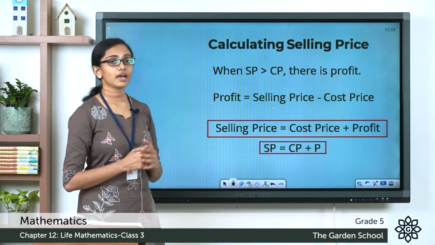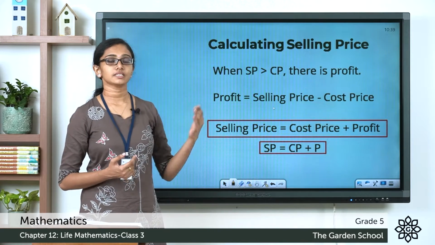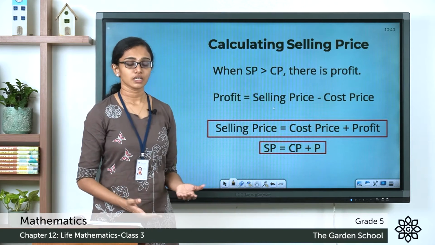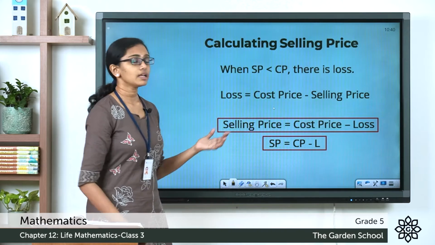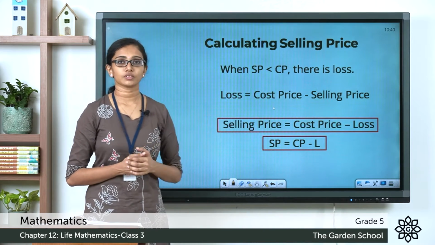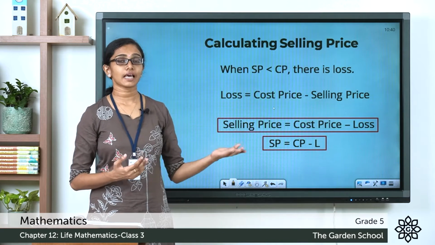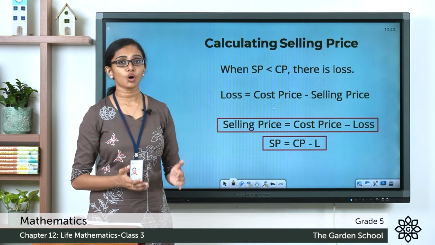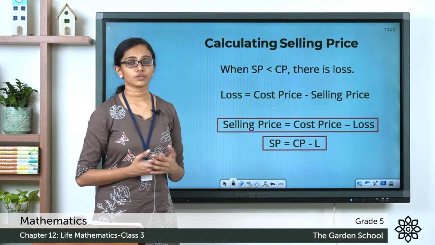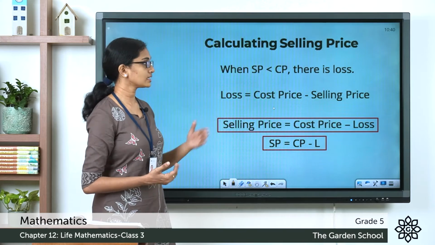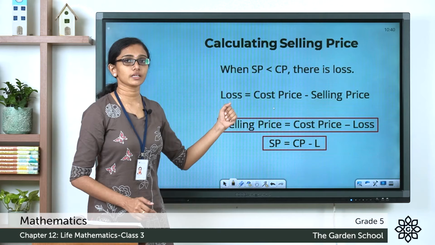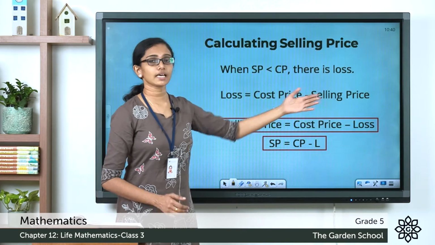Now this is the case when we have a profit. That is, the selling price is more than the cost price. Now what is the case when we have a loss? When do we have a loss? When the selling price is less than the cost price, there will be a loss. Which means that when we sell something at a price lower than its buying price, then there will be a loss. So when the selling price is less than the cost price, there is loss, and that amount of loss can be found out using the formula the cost price minus the selling price.